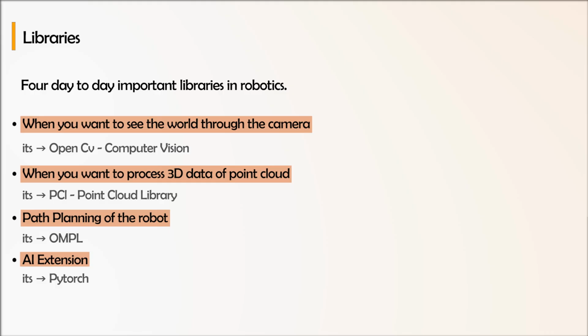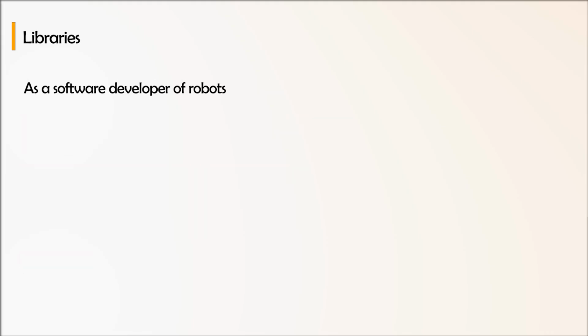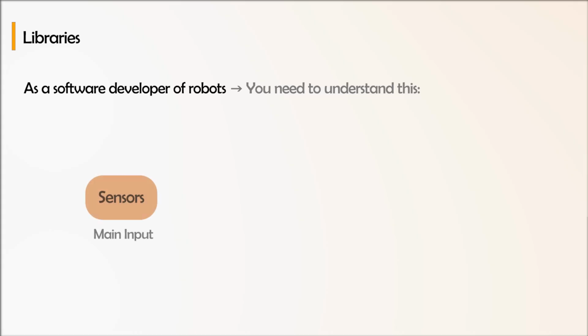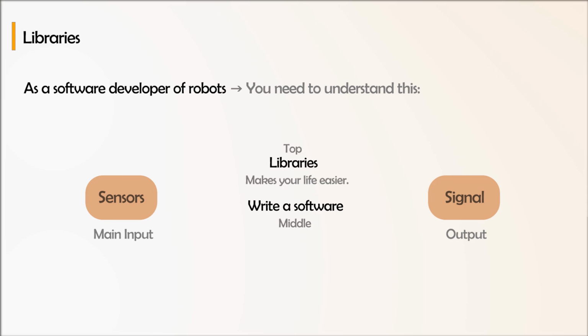So these are very important, but as a software developer of robots, you need to understand one very important thing. Sensors are going to be the main input to your robot. You are going to write a software, and that software is going to produce an output, mainly in a control signal or driving command for the robot. That's it. So software comes in the middle, libraries come on top of that and make your life easier, and you can build good data processing pipelines with those libraries.